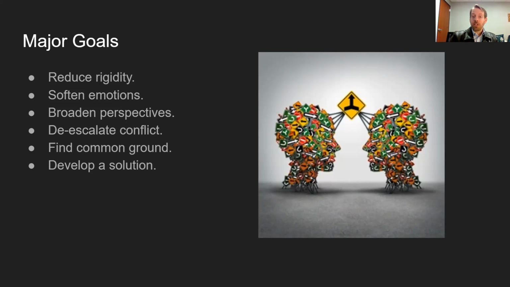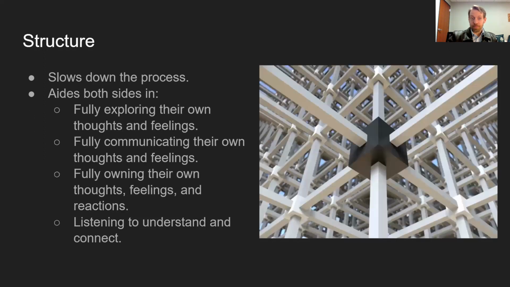And if done well, it should help to de-escalate the conflict, help both sides find common ground, and help them work towards finding a mutually agreeable solution. So, the structure of the talking stick is important because it's designed to fulfill several specific purposes. First of all, it slows down the process of communication and keeps it from just running away and escalating.